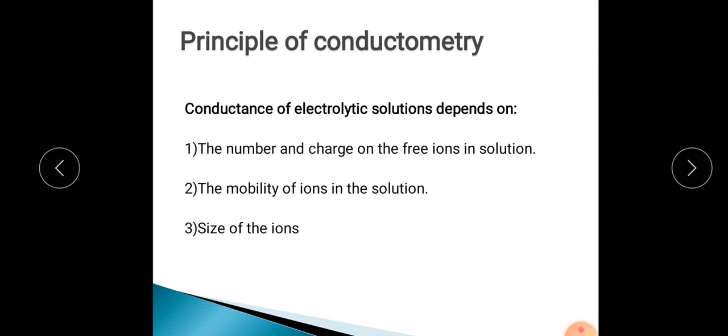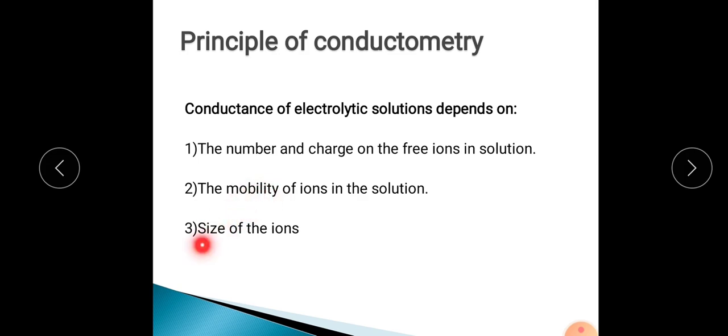Mobility of ions: the greater the mobility of ions, the greater will be the electrical conductance. The lesser the mobility of ions, the less will be the electrical conductance. Size of the ions: the larger the size of the ion, the less will be its mobility, and the less will be the electrical conductance. The smaller the size of the ion, the greater will be its mobility, faster will be the mobility, and greater will be the electrical conductance. So we can say this mobility and size are interrelated.